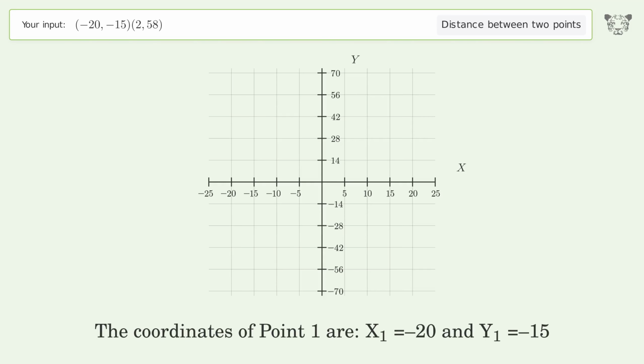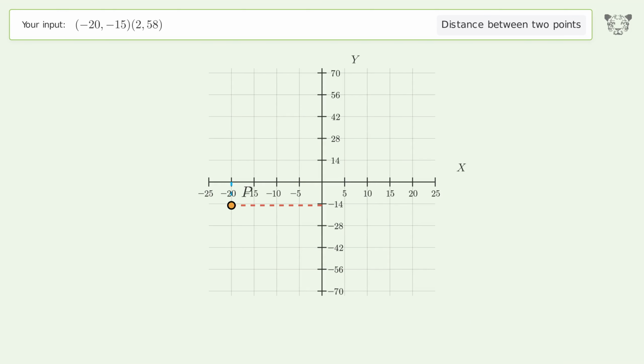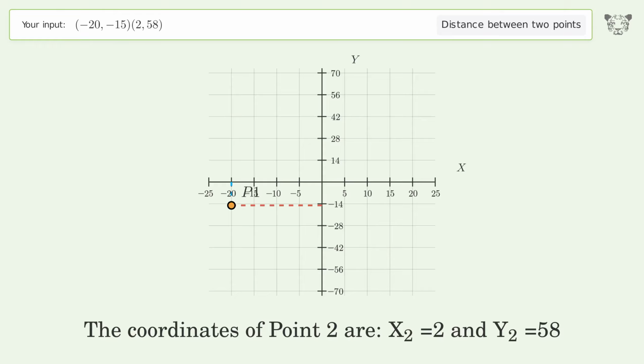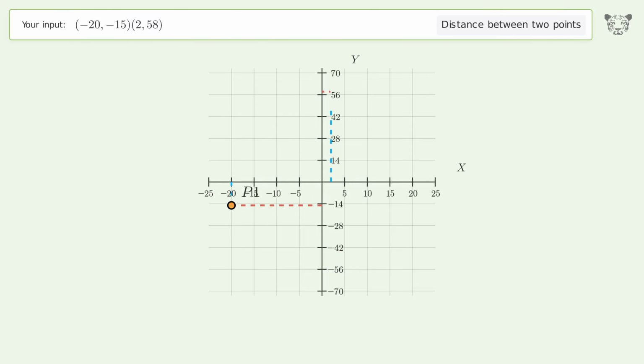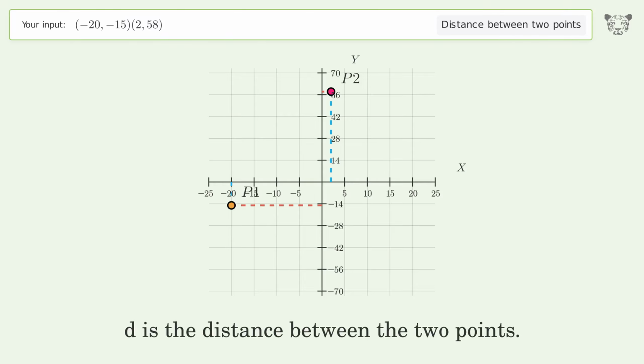The coordinates of point 1 are x1 equals -20 and y1 equals -15. The coordinates of point 2 are x2 equals 2 and y2 equals 58. D is the distance between the 2 points.